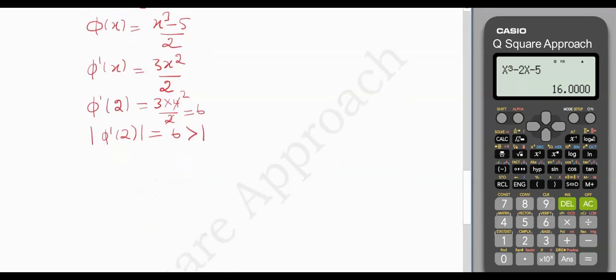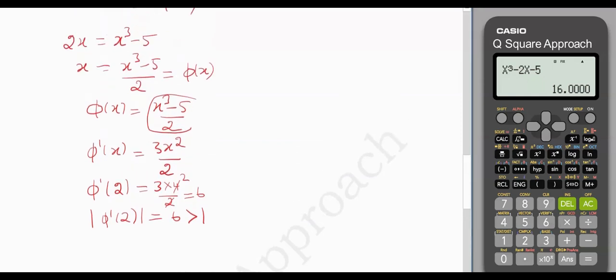If we select phi of x is equal to (x cube minus 5) by 2, then the initial approximation value will not converge to the actual root. We will see another possibility.